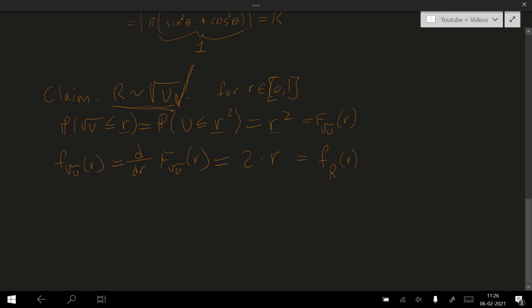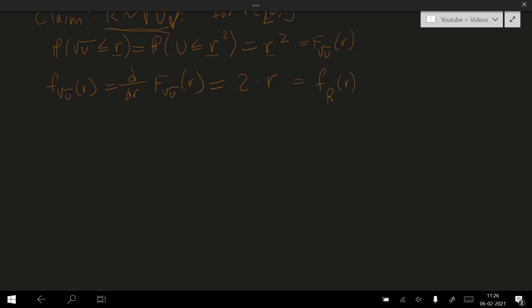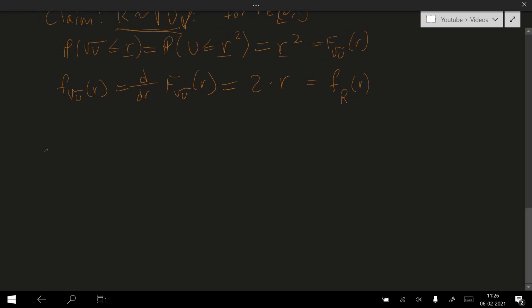Okay, now I claim that u1 squared, our coordinate pair, plus u2 squared is also uniformly distributed, where this is a standard uniform. And that this is independent of theta.